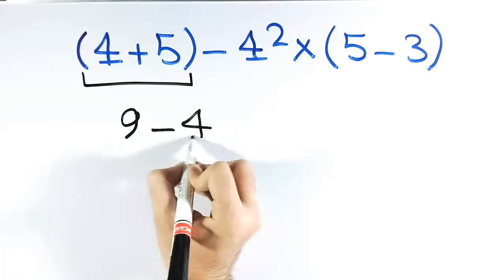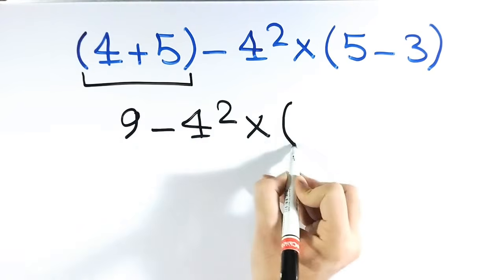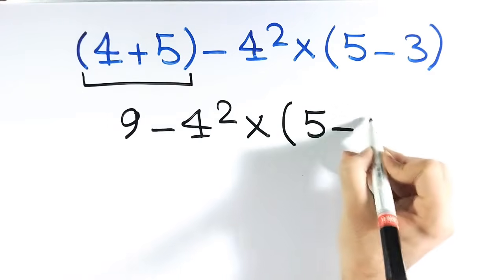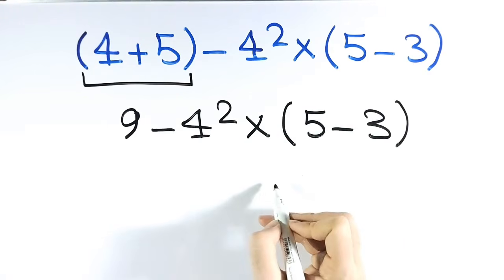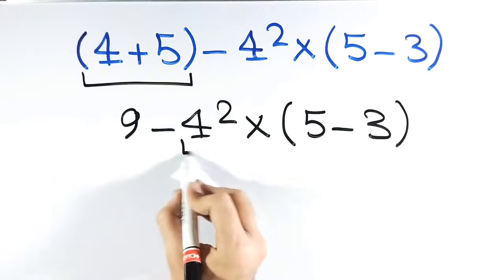and instead of this expression they write 9 minus 4 squared multiplied by open parenthesis 5 minus 3 close parenthesis. And the next step, they go for the exponent.